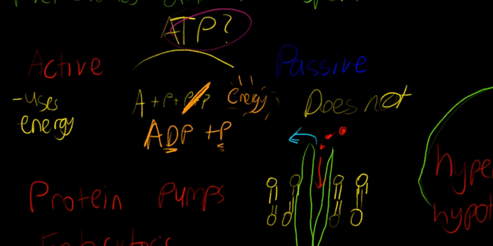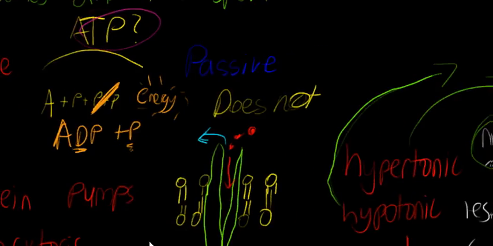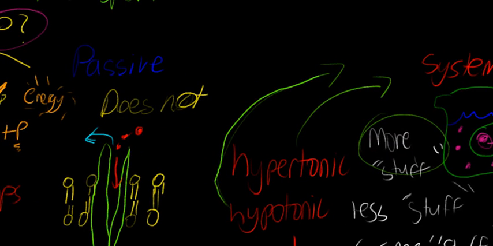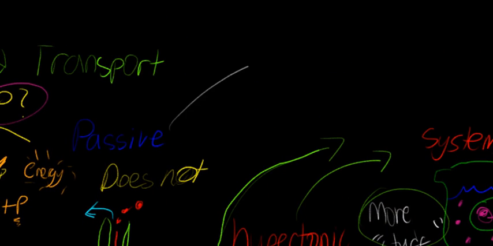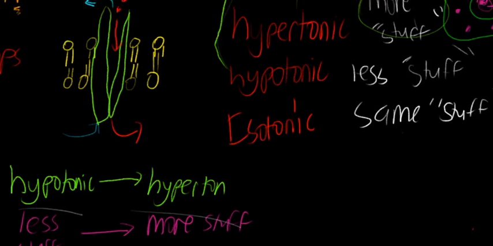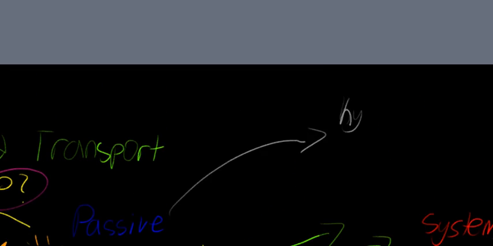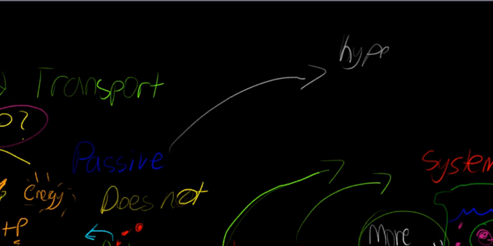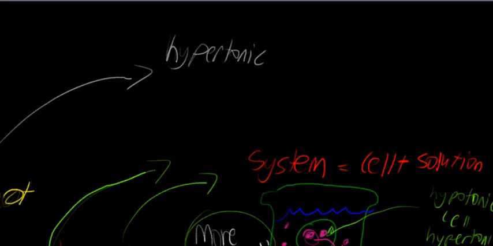And passive transport is actually almost the opposite of active transport. Passive transport is when you want to go from hypertonic, the opposite direction. You want to go from hypertonic to hypotonic.